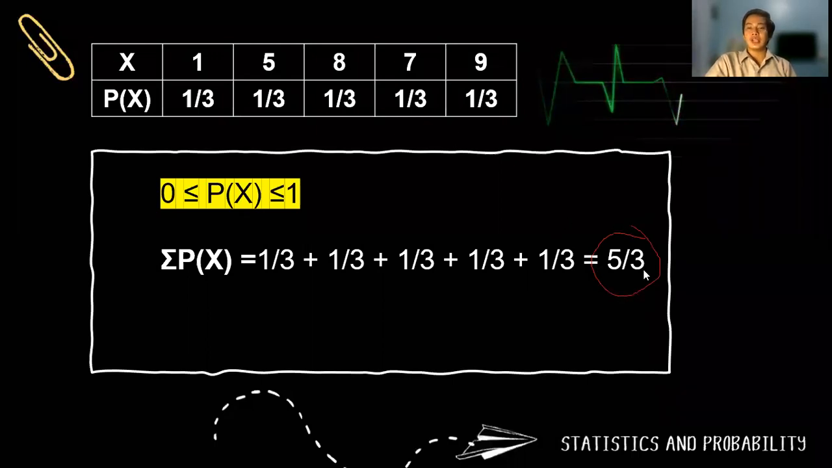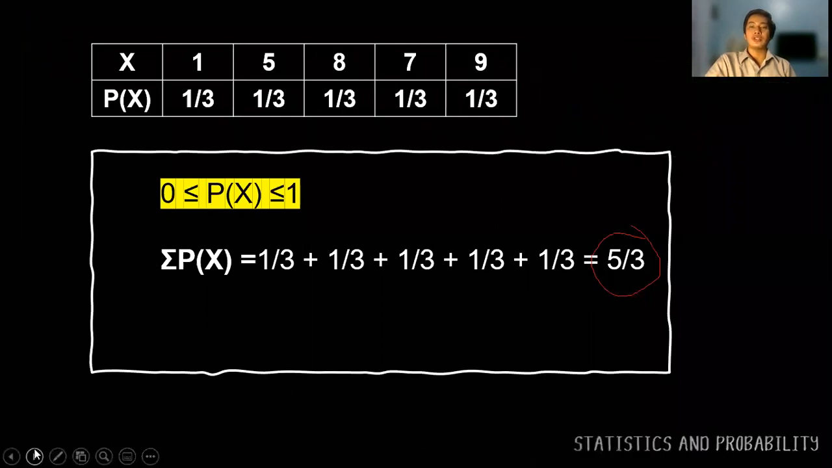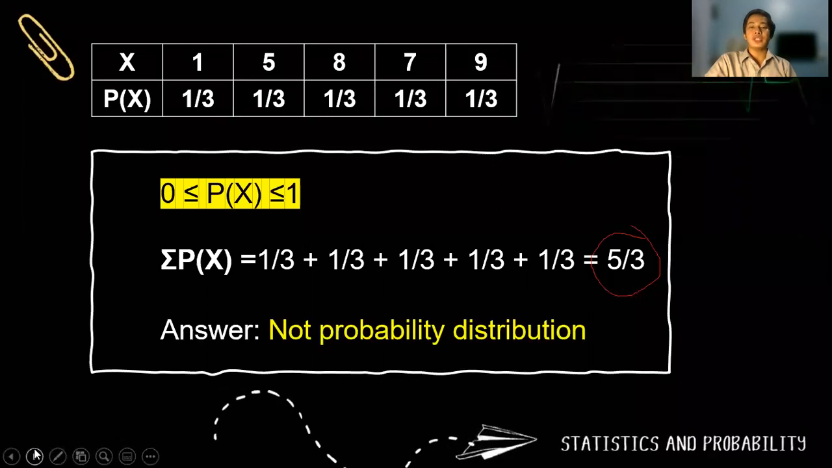And since it is not equal to 1, it does not possess the second property, although it possesses the first property of a probability distribution. Therefore, we can conclude that this is not a probability distribution. So for a distribution to be considered a probability distribution, it should possess both qualities: the summation is equal to 1 and the probabilities must be between 0 and 1.